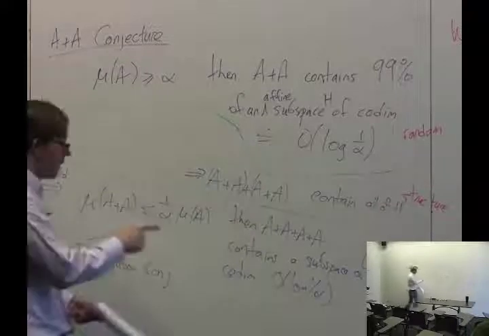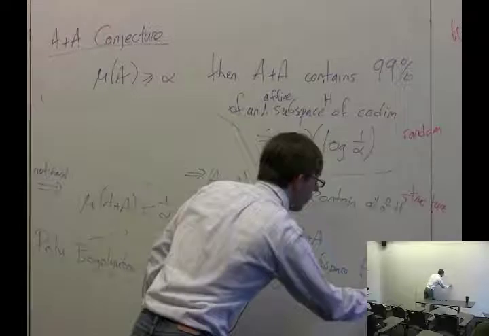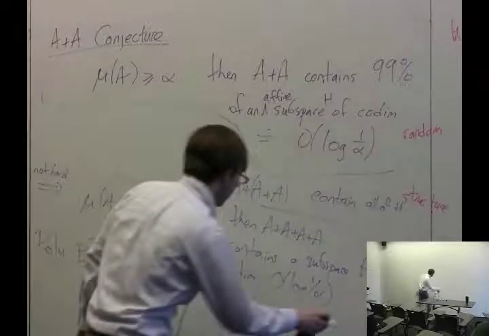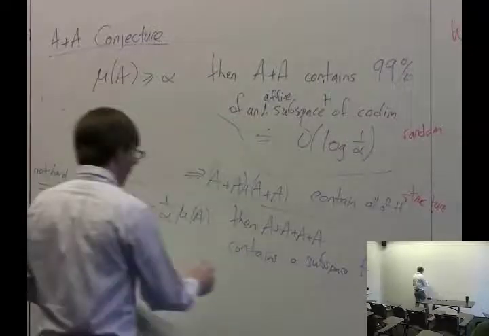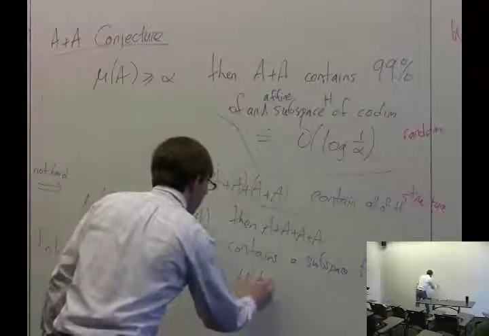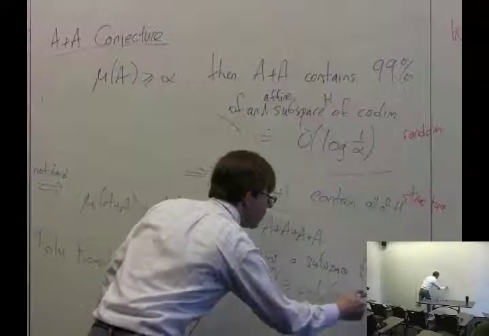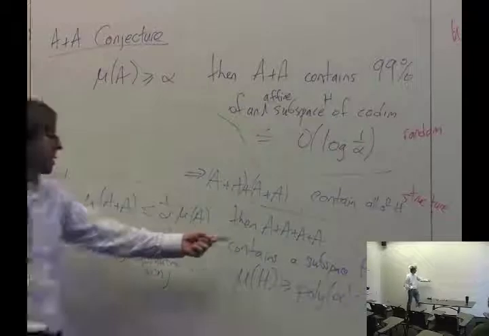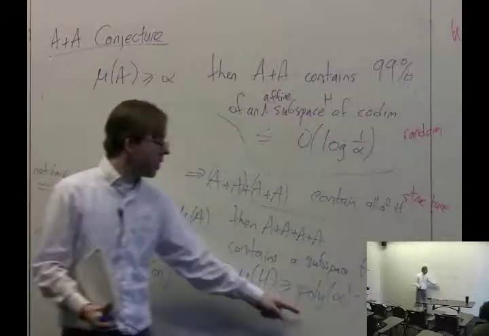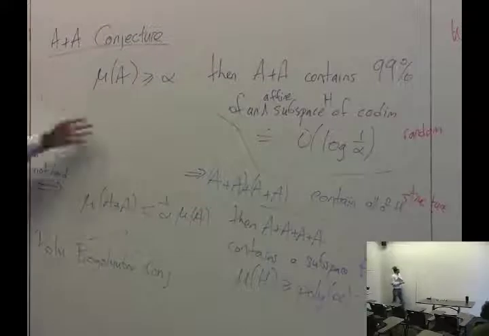What you do want to say is that it contains a subspace, let's say H, with large density, such that mu of H is at least polynomial in alpha times mu of A. So the conclusion is that it contains a subspace whose size is not much smaller than the size of A. Okay, that makes sense back up here.